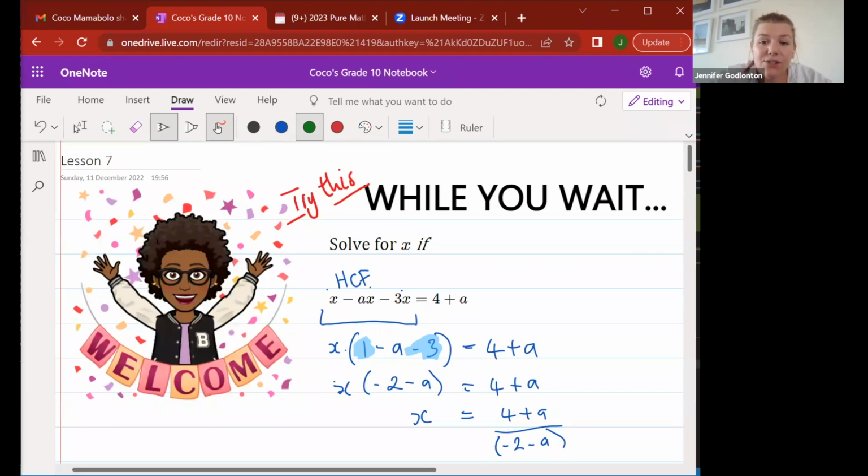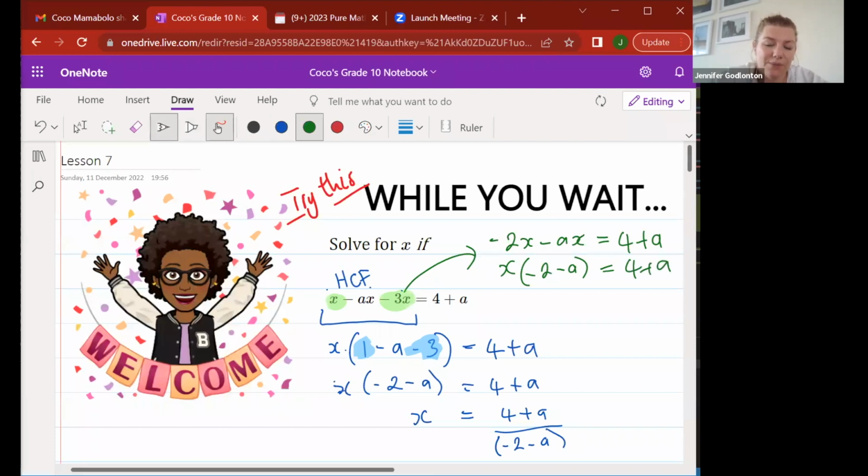Now, if you wanted to, up here, you could have first simplified that, because you could have seen that this x over here and this negative 3x were like terms. So you could have said that that was negative 2x minus ax is equal to 4 plus a. And then from there, take out x as your highest common factor, but you would have landed up at the same point. So all the same.